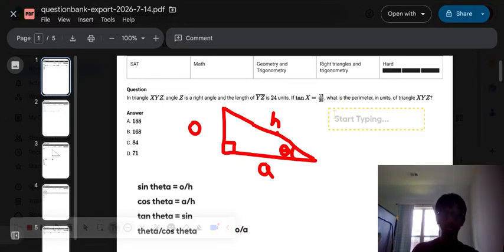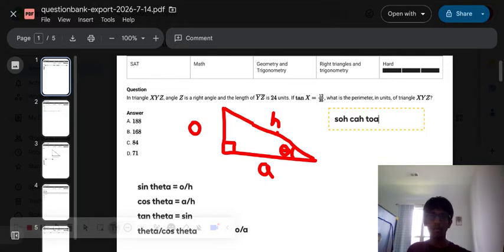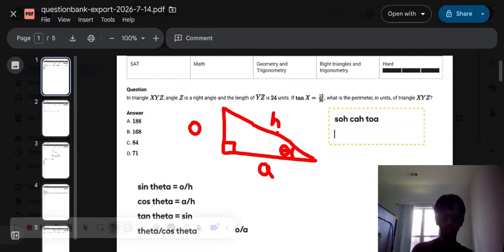One easy way you can remember this is SOH CAH TOA. Sine is opposite over hypotenuse. Cosine is adjacent over hypotenuse. Tangent is opposite over adjacent. And you do have some more advanced trigonometric terms, but you're usually not tested on them in the SAT. I'll just tell them to you just in case.